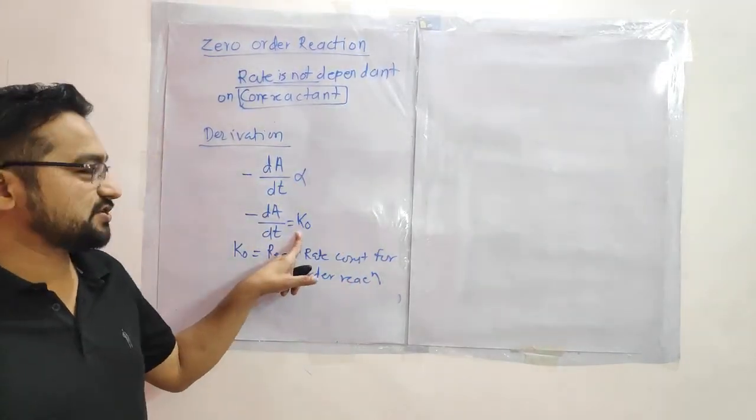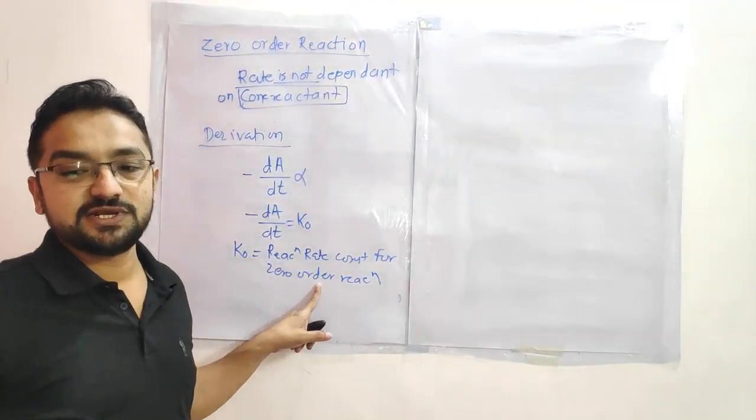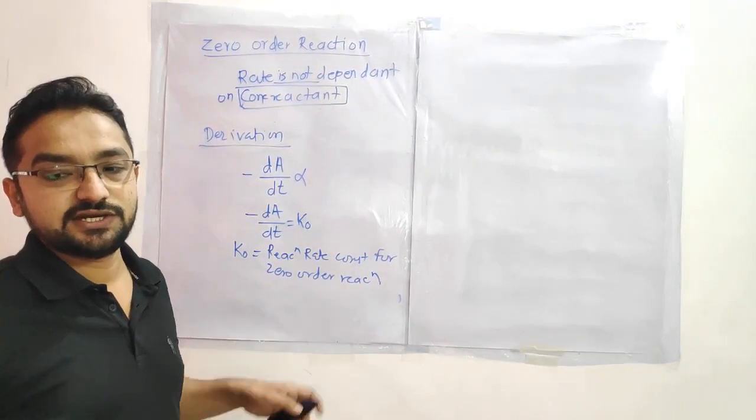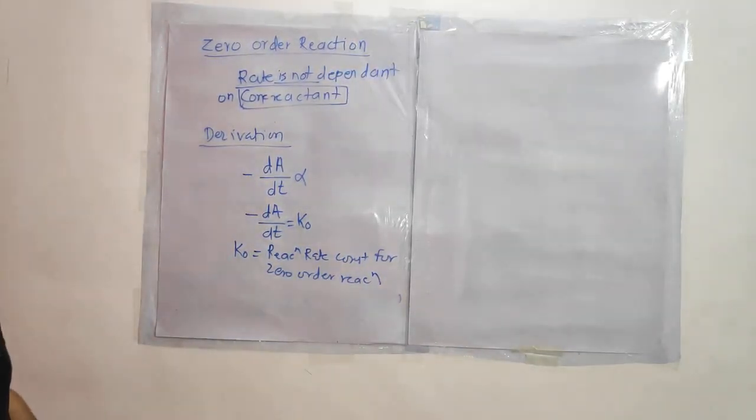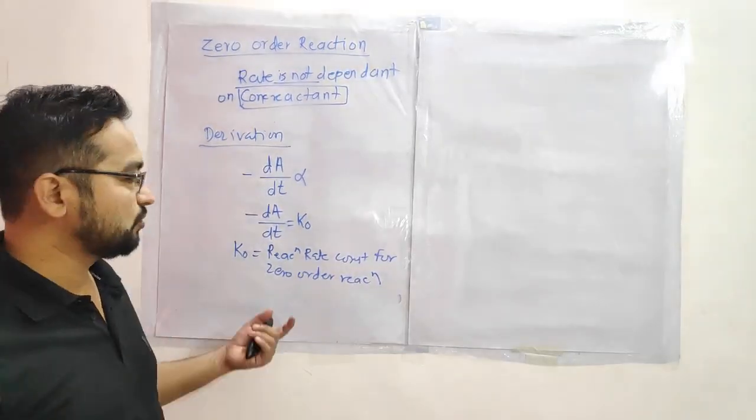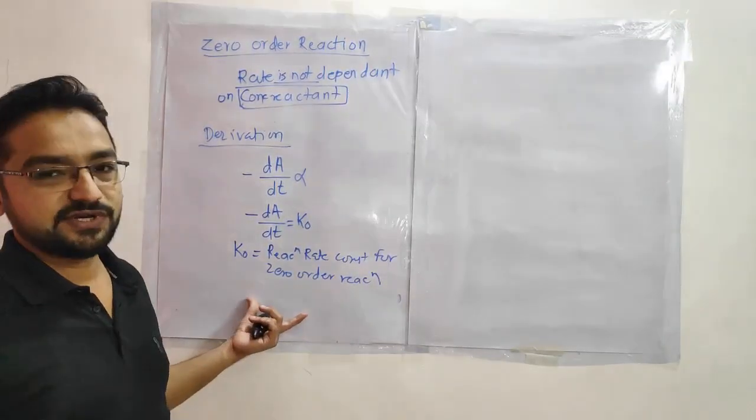Okay, so why is the 0 written? It is resembling the zero order reaction rate constant. Now we want to derive this equation.